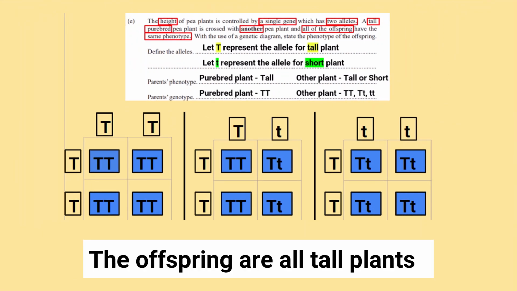And so to answer the question, the offspring produced are all tall plants. That's their phenotype.